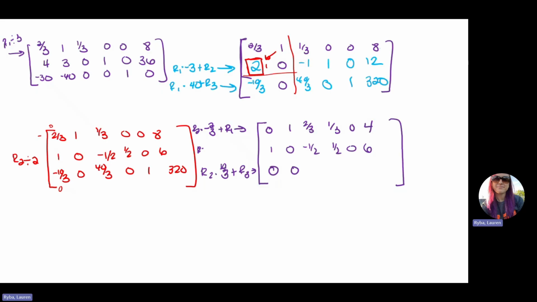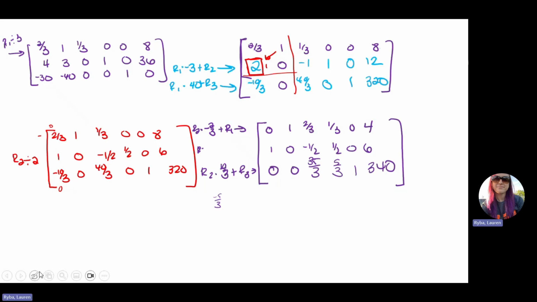-1/2 times 10 thirds is going to leave me with -5 thirds. Add 40 thirds is 35 thirds. 1/2 is going to leave me with 5 thirds plus 0 is 5 thirds. 0 plus anything is 0 plus 1 is 1. 6 times 10 thirds, 60 divided by 3 is 20. 20 plus 320 is 340.